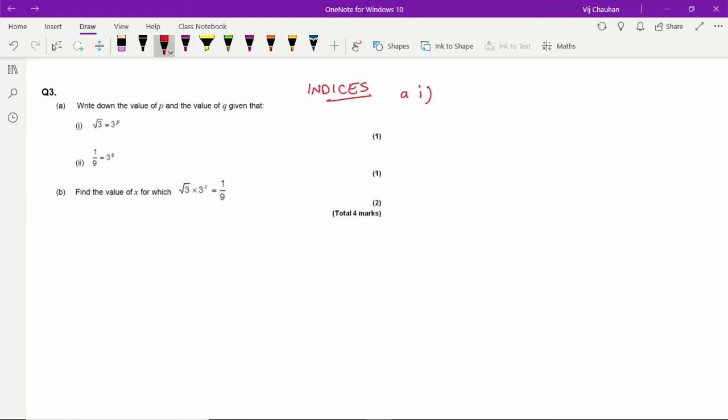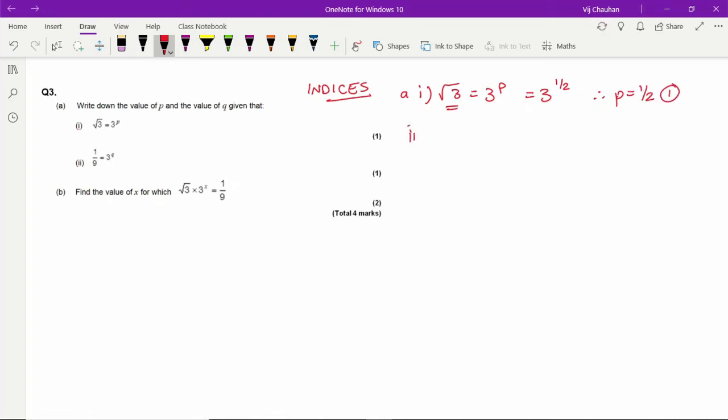So if you look at A(i), it says write down the value of p and the value of q given that root 3 equals 3 to the power p, and 1 over 9 equals 3 to the power q. Now using this, we can rewrite root 3 as 3 to the half. So therefore p is going to equal a half for 1 mark.